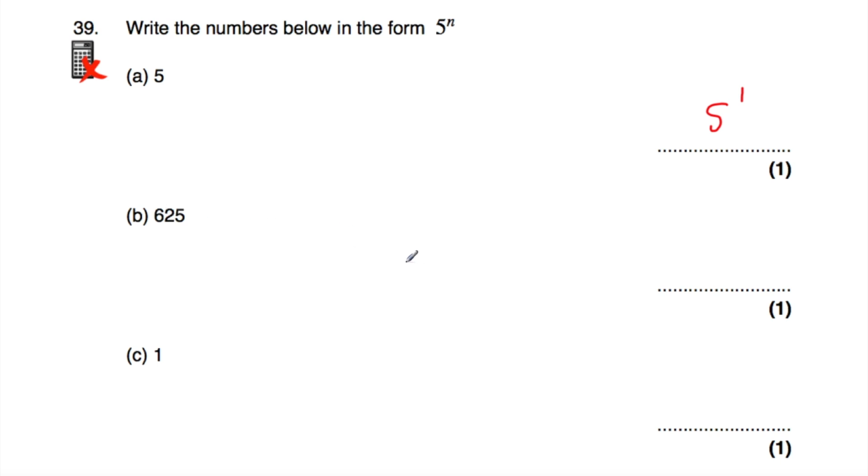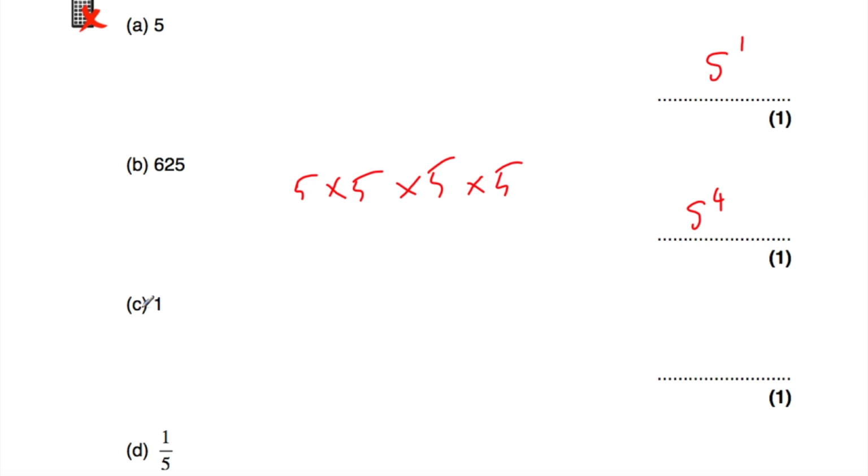625. Remember I mentioned this earlier on in the video, you get to recognize these because the powers of 5 are 5, 25, 125, 625. So that'll be 5 to the power of 4. And if you work out 5 times 5, that's 25, times 5 is 125, times 5 is 625. Okay, next one, 1. So remember that anything to the power of 0, except for 0, is equal to 1. So 5 to the power of 0 is equal to 1.